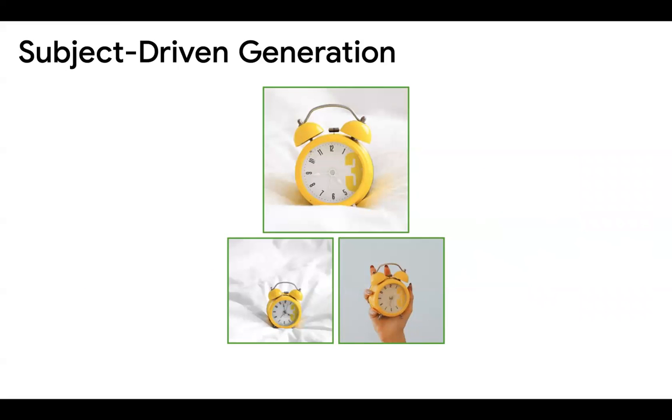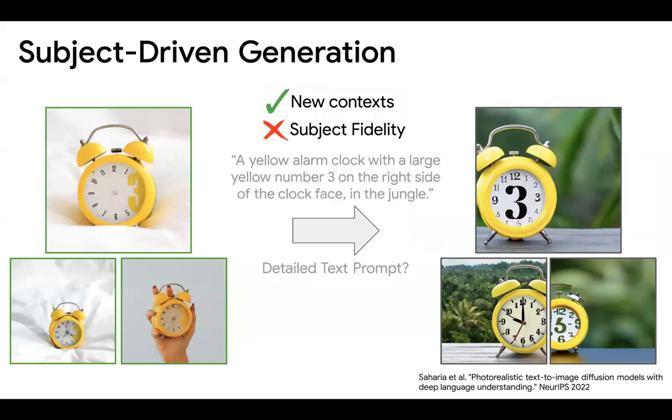The problem we seek to address is that of subject-driven generation. Given a small set of images of a subject, we want to generate more images of that same subject in different contexts, while capturing the details of the subject. Can we do this using a detailed text prompt? We find that while we can vary the context, it is very hard to capture specific subject details by solely guiding the model using the text prompt.